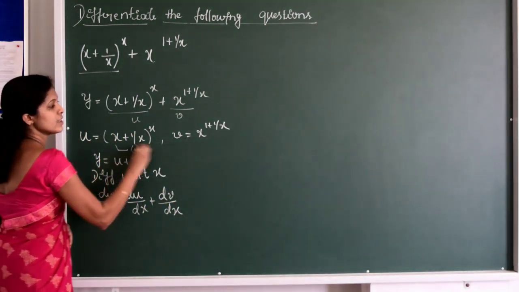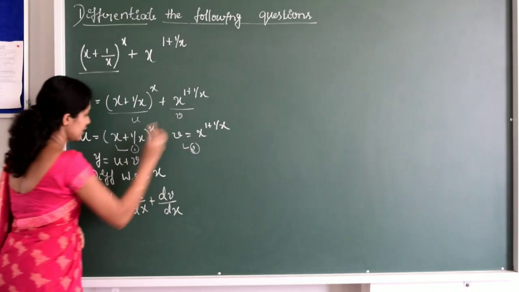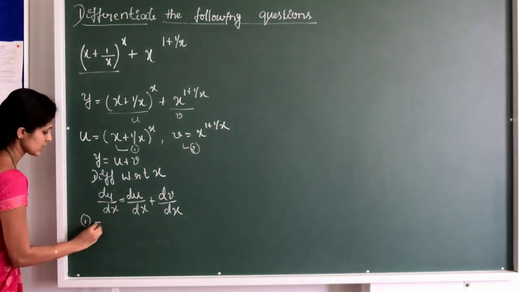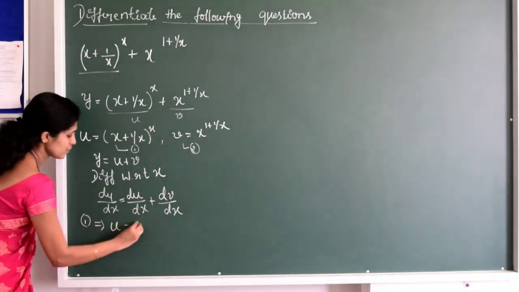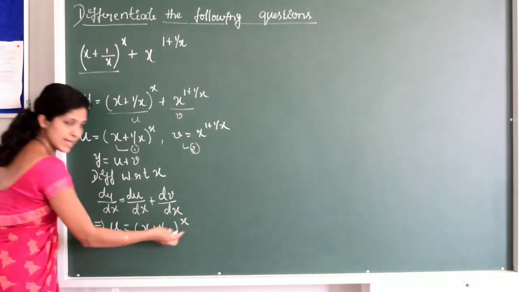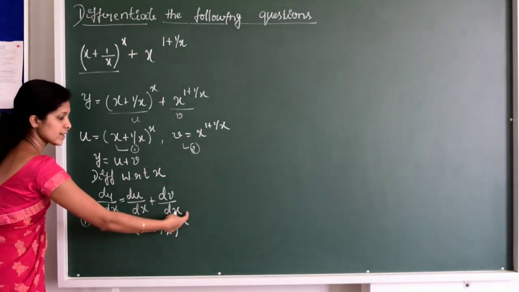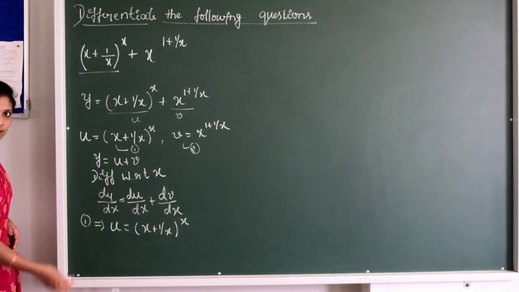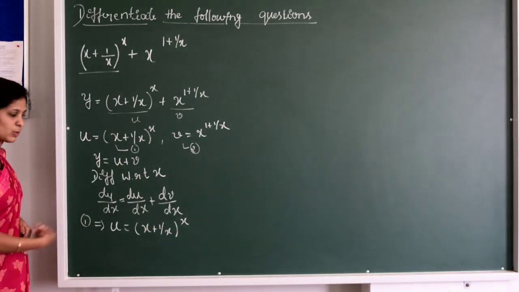And this as 2. We'll differentiate the first one. What is the first one? u is equal to (x plus 1 by x) whole to the power x. As I told you, the base is also variable and the power is also variable. So there is no other option. You have to take the logarithm on both sides.